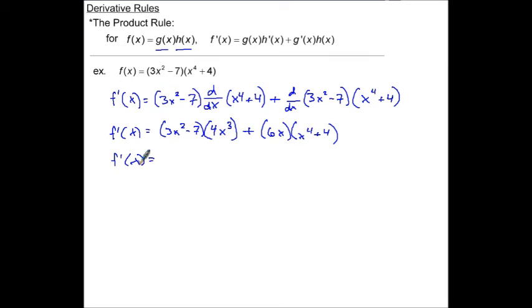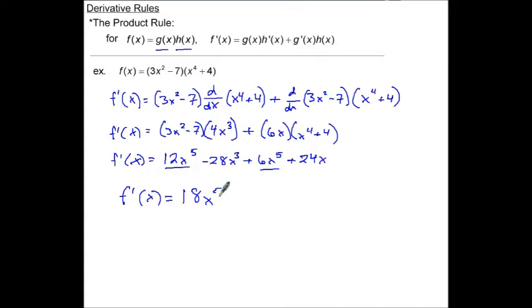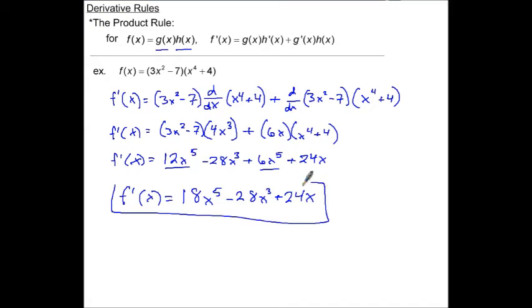So f prime of x equals, distributing here, I'm going to get myself a 12x to the 5th, and then minus 28x to the 3rd, and then over here I've got myself a 6x to the 5th plus 24x. Combining like terms, I do have a couple like terms right there and there. So as a final answer, my derivative is going to be 18x to the 5th minus 28x to the 3rd plus 24x. Now that's that guy's derivative. Hopefully that didn't hurt too bad.